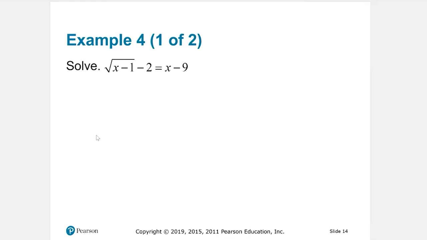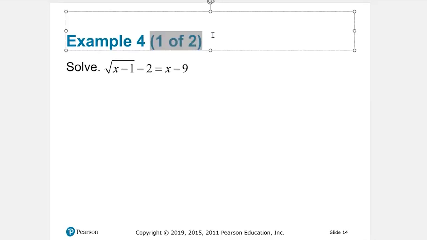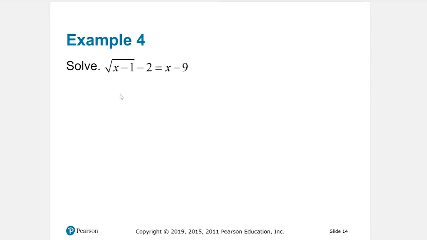Okay, so now we have a radical inside, and now this is no longer a polynomial. So the easiest way to start this is to try to get the radicals on one side. Basically what I mean by that is I'm going to add 2 to both sides, which gives me the square root of x minus 1 equals x minus 7.